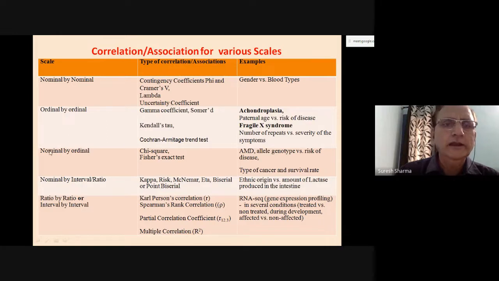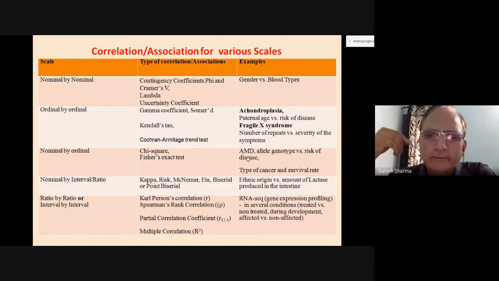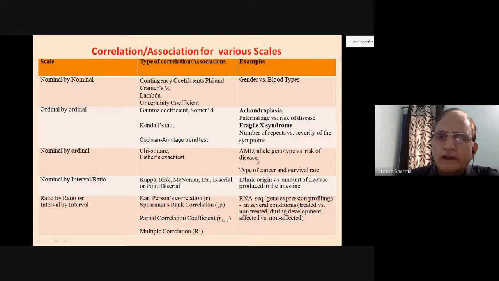Then nominal by ordinal. You can apply chi-square or Fisher's exact test. Nominal means like AMD, age-related macular degeneration. Either the person is having it or not having it, so it's nominal. And the risk of the disease, like mild, moderate, severe, is ordinal. So nominal by ordinal, you can compute chi-square or Fisher's exact test. If your sample size is large, use chi-square. If the sample size is small, use Fisher's exact test.